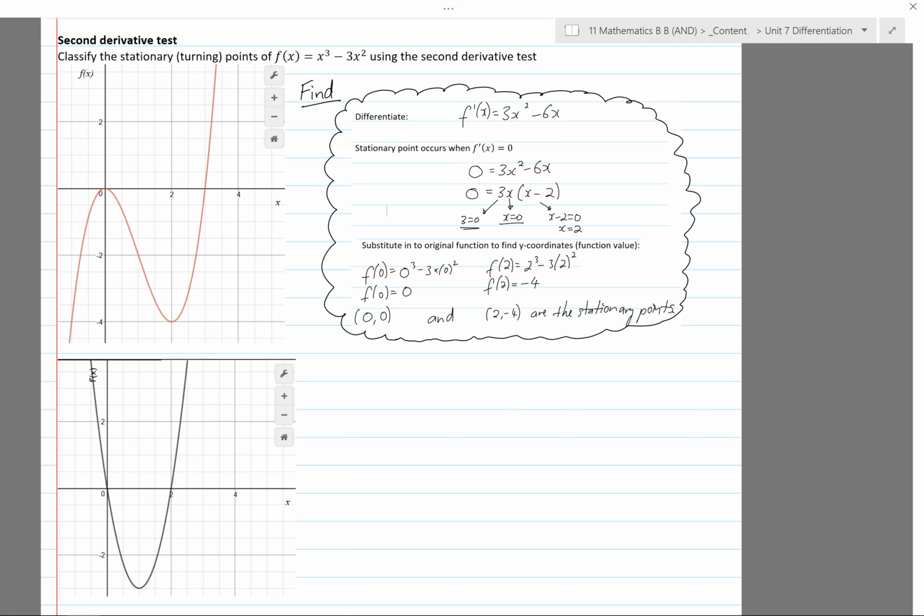So the finding part is exactly the same, found the same 2 stationary points. Okay, the classifying part is different. In this case, we're going to classify them using the second derivative test.